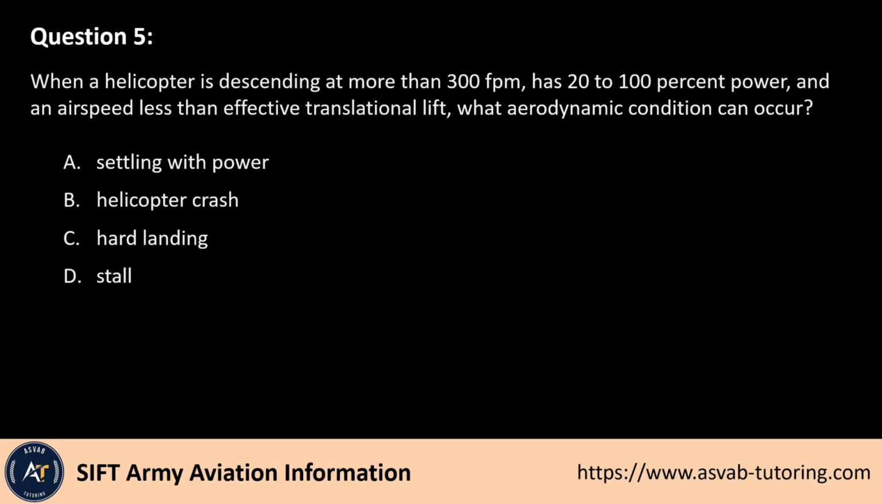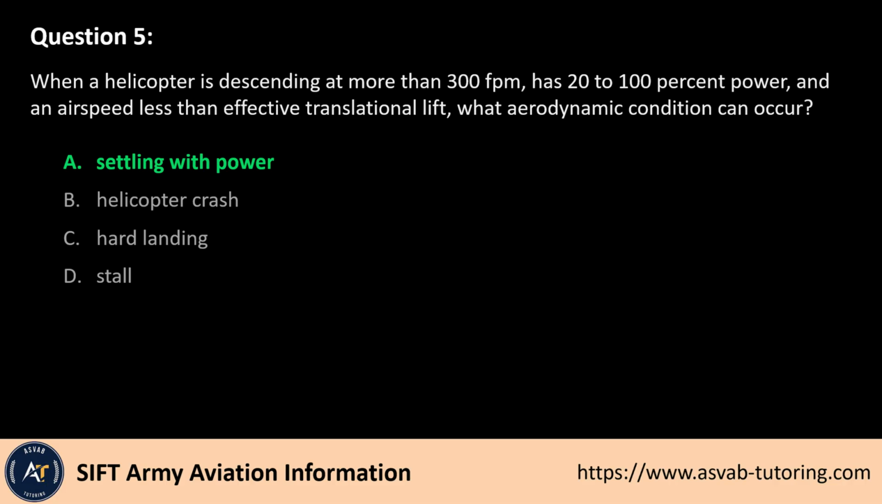Question 5. When a helicopter is descending at more than 300 fpm, has 20 to 100% power, and an airspeed less than effective translational lift, what aerodynamic condition can occur? A. Settling with power. B. Helicopter crash. C. Hard landing. D. Stall. The answer is A.